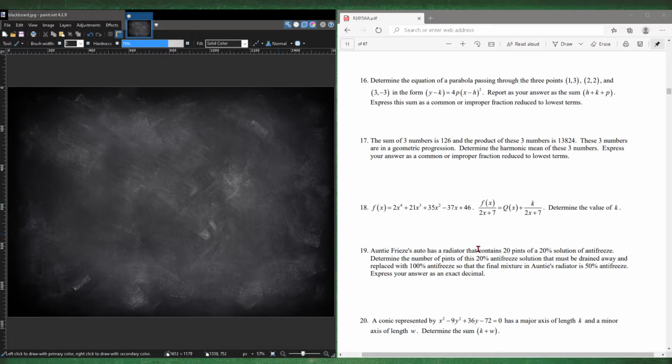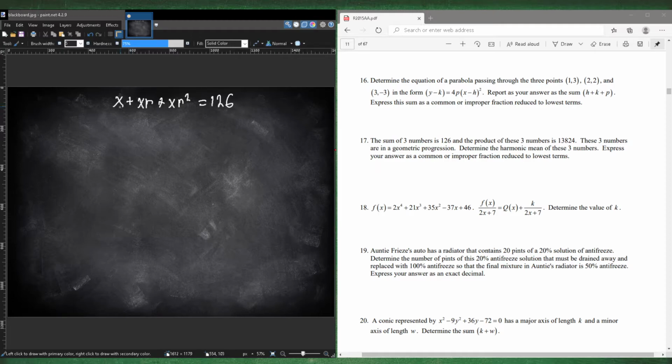Number 17. The sum of three numbers is 126, and the product of these three numbers is 13824. These three numbers are in a geometric progression. Determine the harmonic mean of these three numbers. So let's say our first term is x, and our common ratio is r. So the terms will be x, xr, and xr squared. It'll be easier to understand. The first term times the common ratio, and the first term times the common ratio squared gets our third term, and that should equal 126.